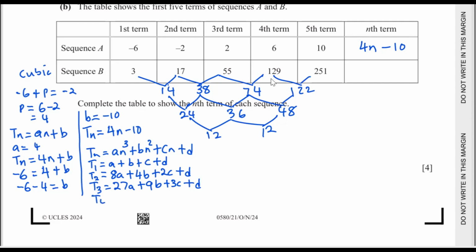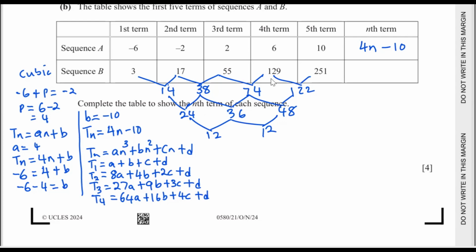So what happens when n is 4? When n is 4, 4 raised to power 3 will give us 64. So we are going to have 64a. 4 squared is 16. So I have 16b. Then 4c. And then we have d.